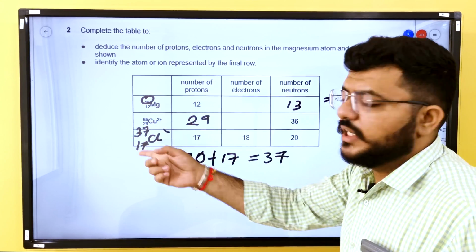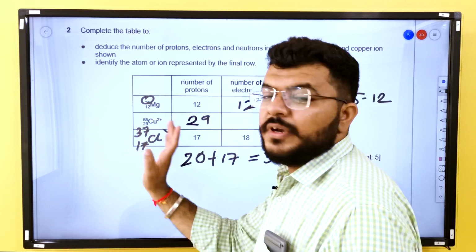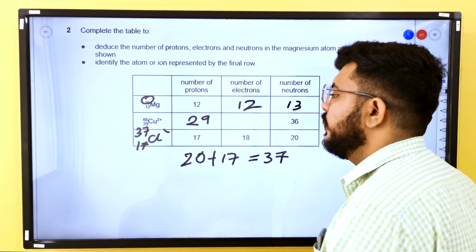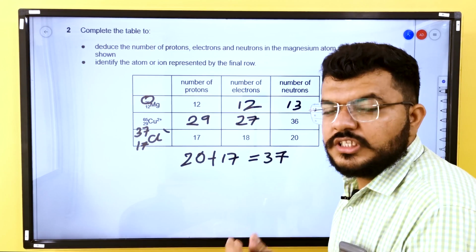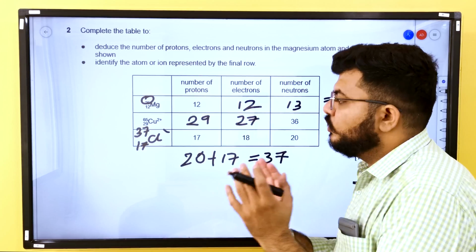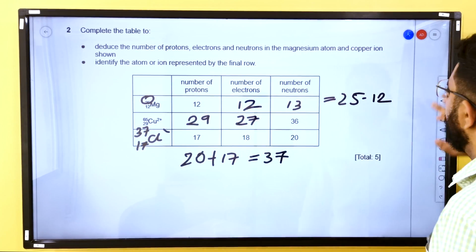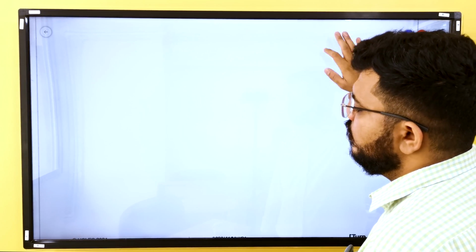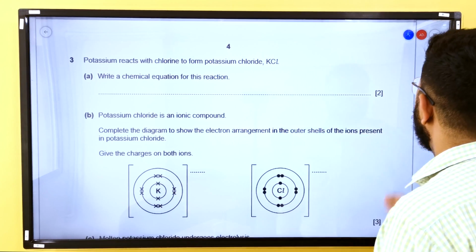Okay, let's get back to this. Magnesium has no charge. So the number of protons and electrons are equal. Copper has 2 plus charge, which means it will have 2 fewer electrons compared to protons. 27. Okay. Electrons can be more or less. The proton number stays the same. It is a constant, right? Neutron number can change depending on if it's an isotope or not. So that's your second question. Let's get to our third question.